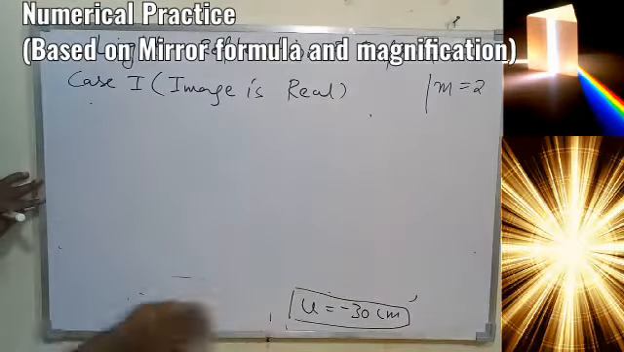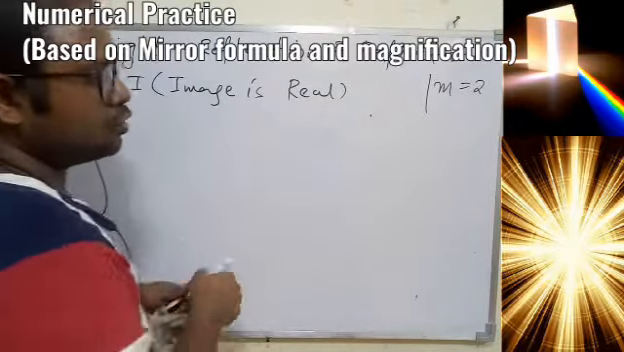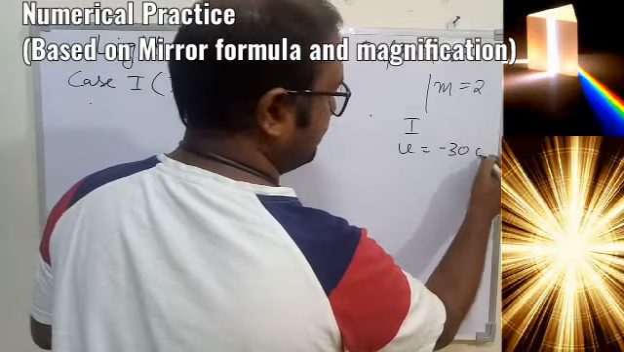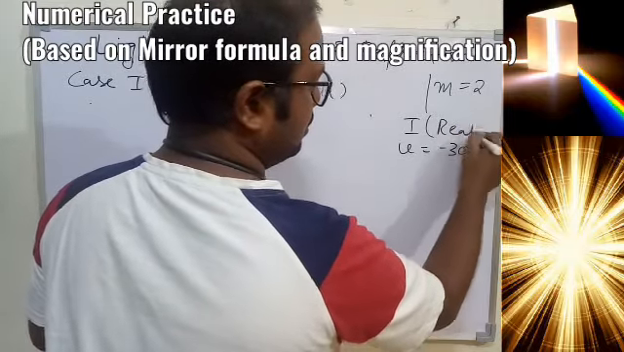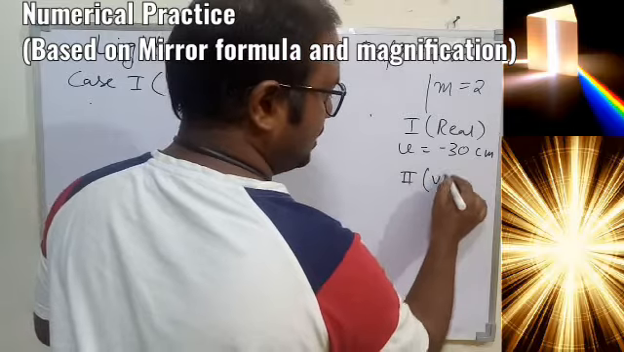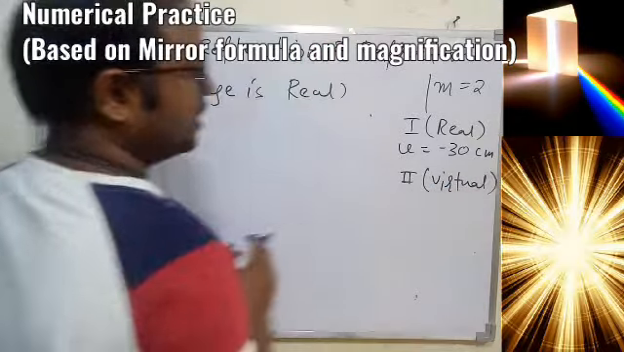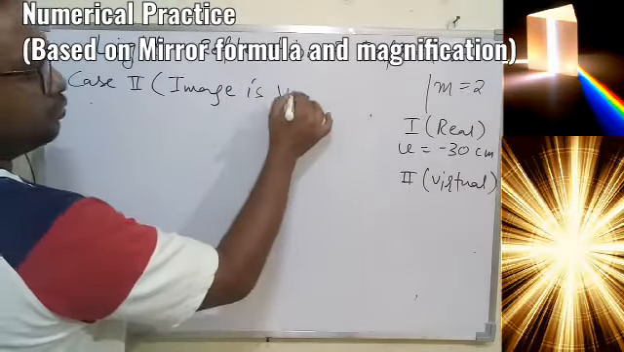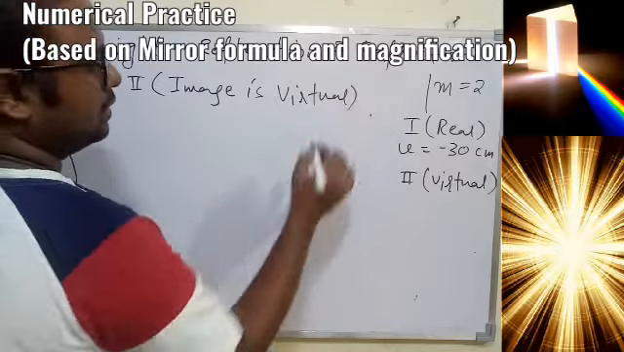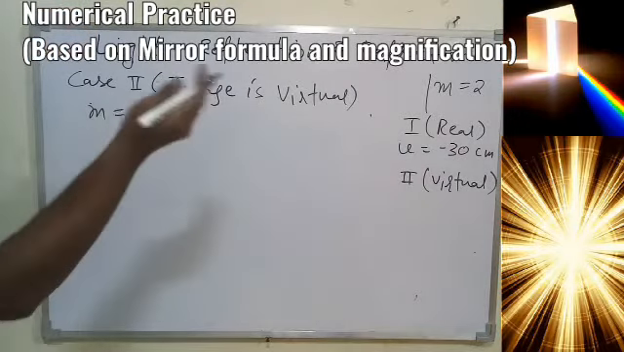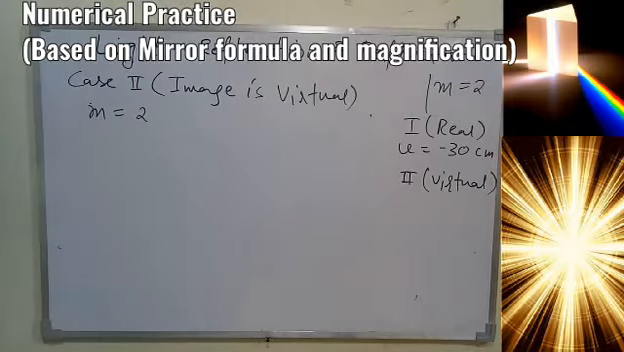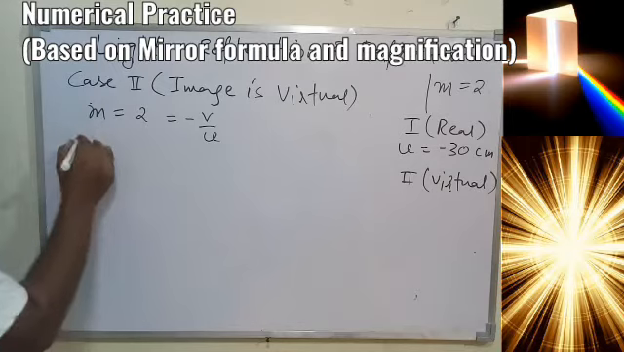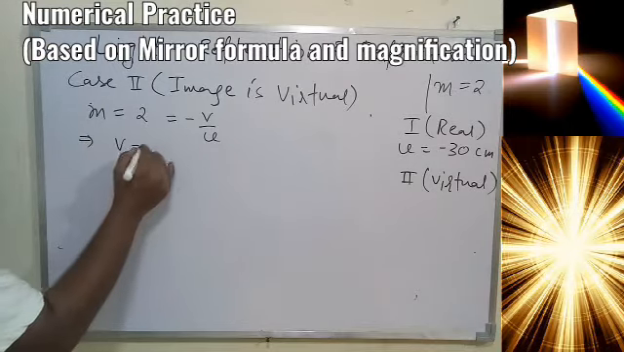So you can write down also. So in case 1 we got u is equal to minus 30 centimeter, so the image is real. Let's go for case 2, virtual image, and let's see what answer will come. So this is case 2 now, the image is virtual, that is also possible. So if the image is virtual, m will be plus 2 only, because a virtual image will have positive magnification, that will be equal to minus v upon u. So what we get? v is equal to minus 2u.